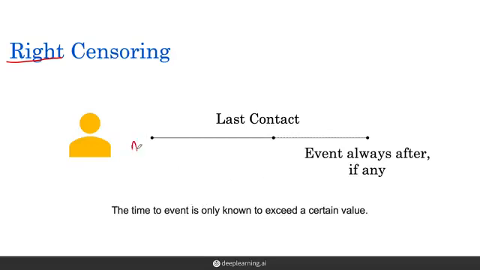So if we had our August 2018 here, and we had November 2018 here, then the certain value that the time to event will exceed will be 3 months. So we write this data point as 3 plus.